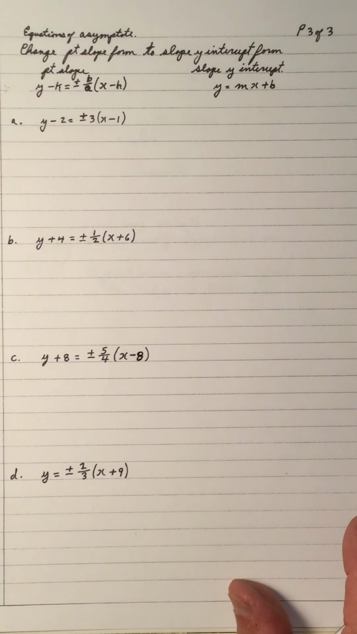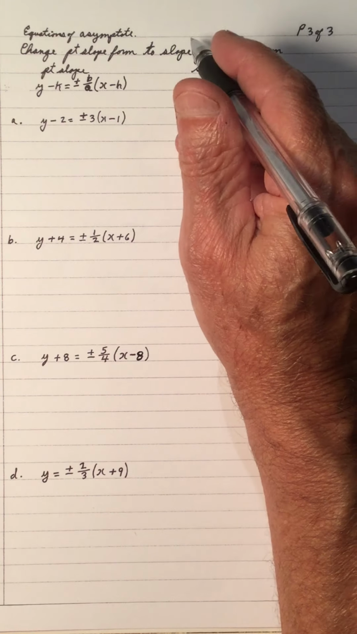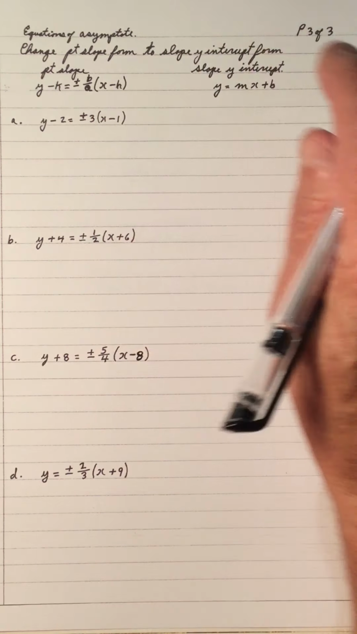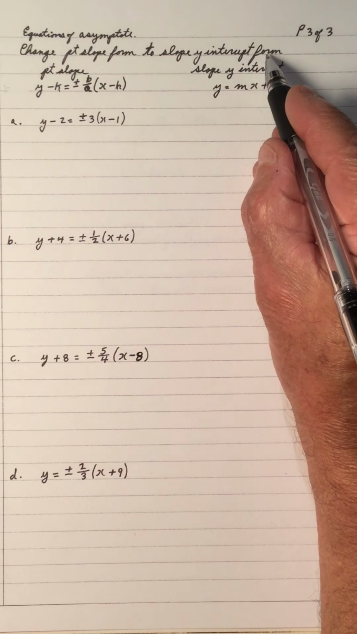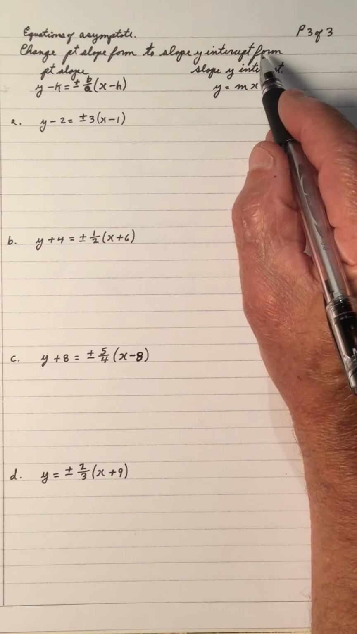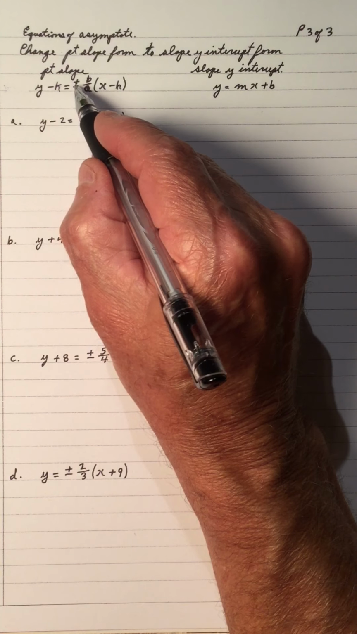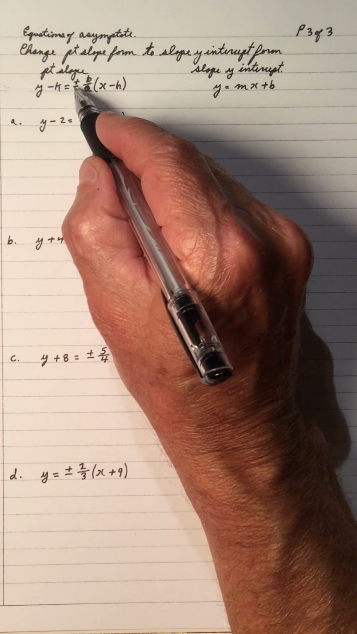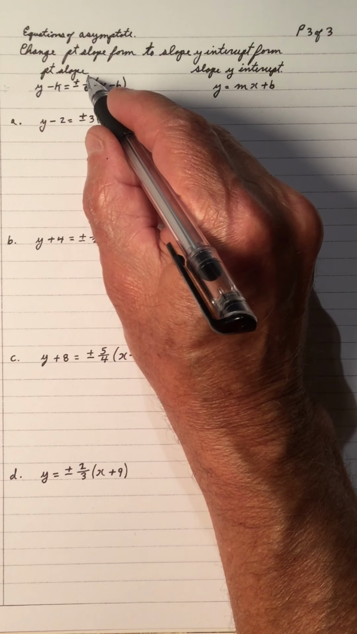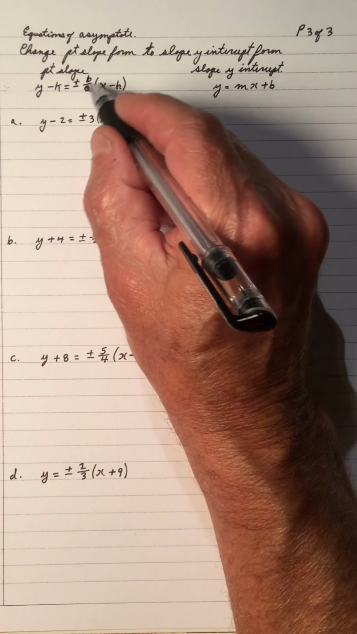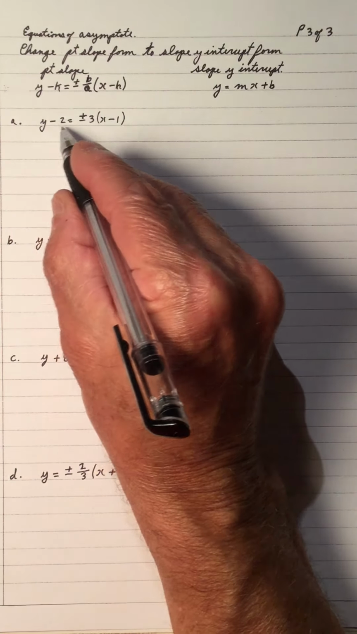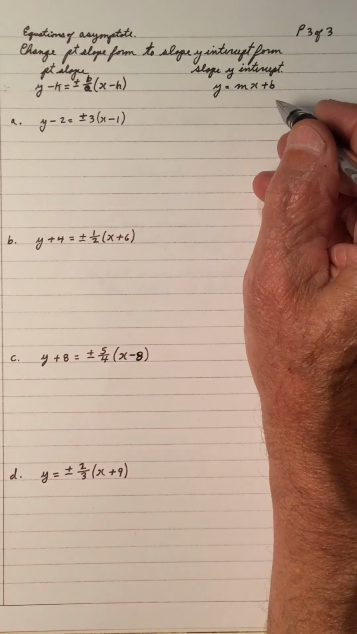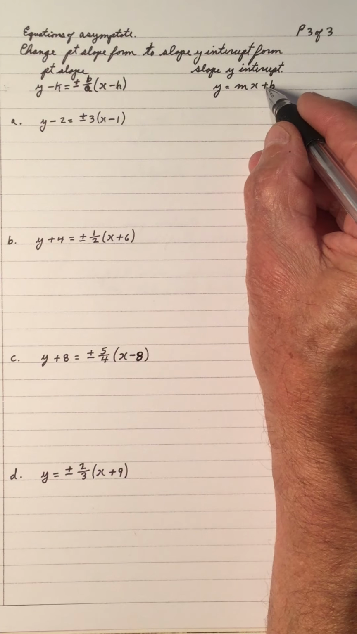Okay, let's continue. The equations of an asymptote. Remember, every hyperbola has two asymptotes. Change the point slope form to the slope-intercept form. So the point slope form is y minus k equals plus or minus b over a times x minus h. So this is the point slope form. So what we're now going to do is change it to the slope-intercept form.